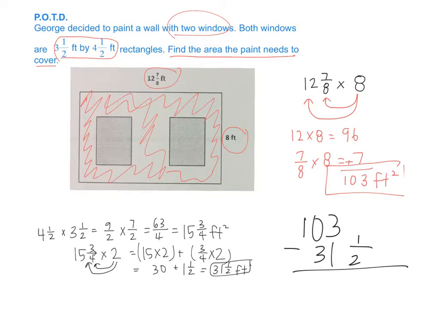What's 103 minus 31? Everyone? 72. If I take another 1/2 away from that, what do I get? 71.5 square feet is the total amount of area that needs to be painted.